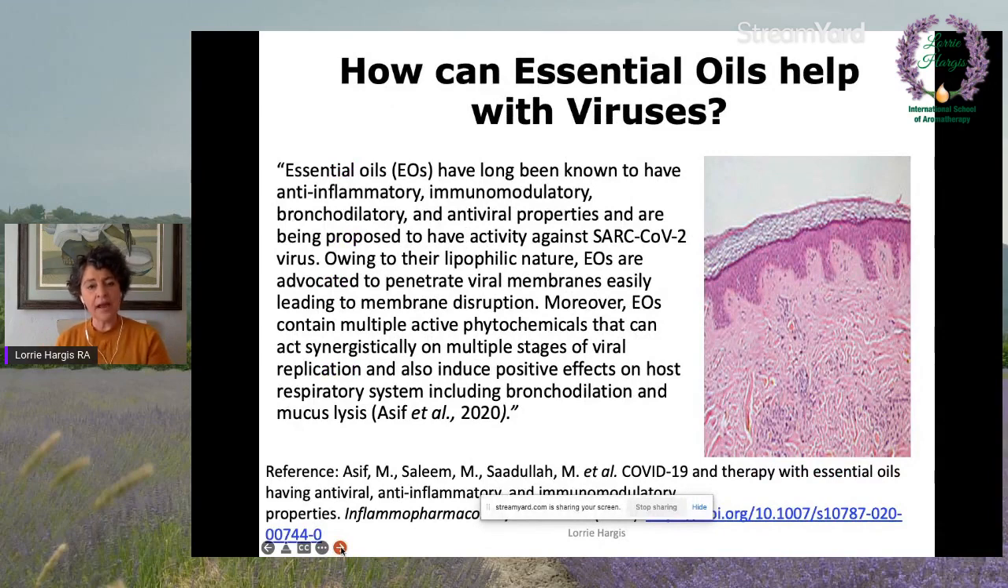So this is a very important one here. How can essential oils help with viruses? Essential oils have long been known to have anti-inflammatory, immune modulatory, bronchodilatory, and antiviral properties, and are being proposed to have activity against SARS-CoV-2 virus, owing to their lipophilic nature. Essential oils are advocated to penetrate viral membranes, easily leading to membrane disruption. Moreover, essential oils contain multiple active phytochemicals that can act synergistically on multiple stages of viral replication, and also induce positive effects on the host respiratory system, including bronchial dilation and mucolysis.